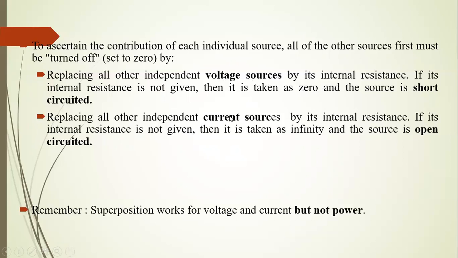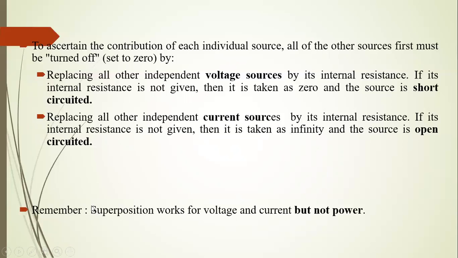Similarly, if we have a current source and we need to deactivate it, we will replace it by its internal resistance. If it is a practical current source, then its internal resistance will be in parallel with it. And if it is an ideal current source, then its internal resistance is infinity. So we have to replace the ideal current source by an open circuit.